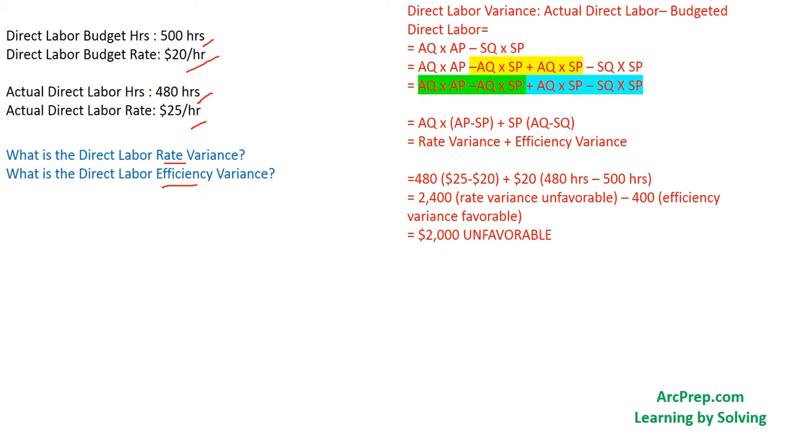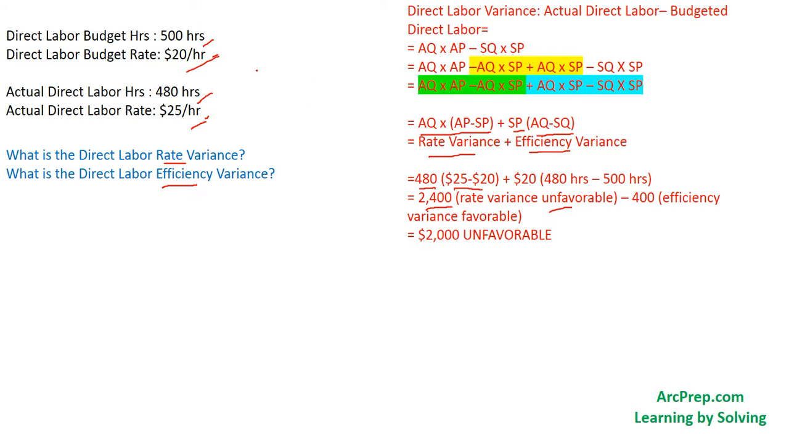I'm going to pretty much use the same equation that I just derived, which is actual quantity times the price difference is going to give me the rate variance. Standard price multiplied by the quantity difference is going to give me the efficiency variance. In other words, actual quantity, 480 hours, multiplied by the rate difference, 25 versus 20, is going to give me $2,400. It's an increase in cost and hence unfavorable.